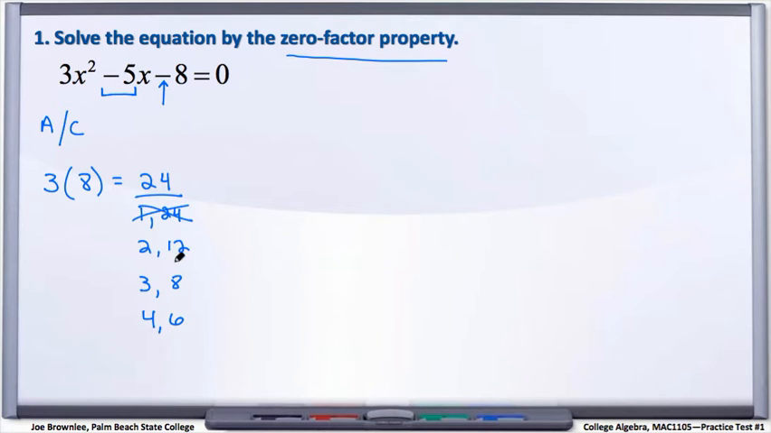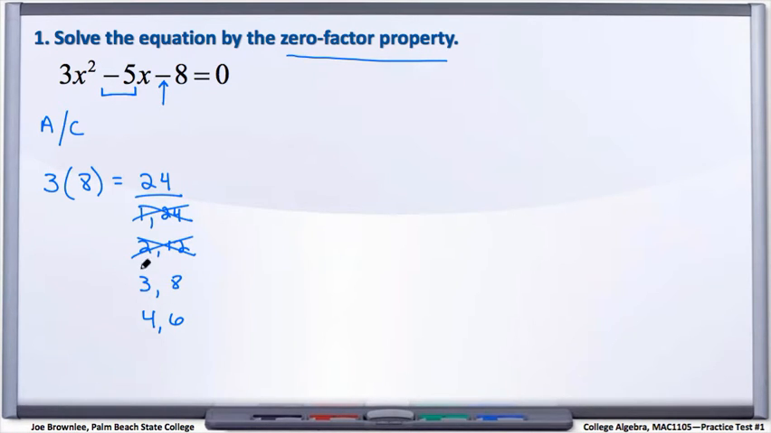How about 2 and 12? Well, 2 minus 12 is not -5, which is what we're looking for. 12 minus 2, again, not -5. We could try several different combinations, but there's still no way we're going to get -5. But if we look at 3 and 8, we can probably get a -5, right?